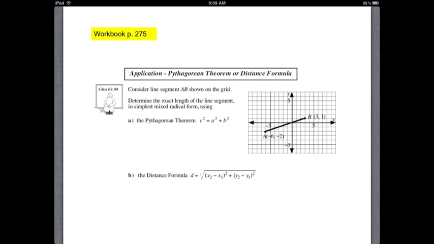For this problem, what we have to do is figure out the length of a line segment, the one I'm going to be highlighting here in green. There's two different ways you can certainly do this question. First off, you can do the Pythagorean theorem, or you can use the distance formula. We're going to use both for this example to show you that it doesn't matter which one you use, you should be able to get the same answer as long as you've done it properly.